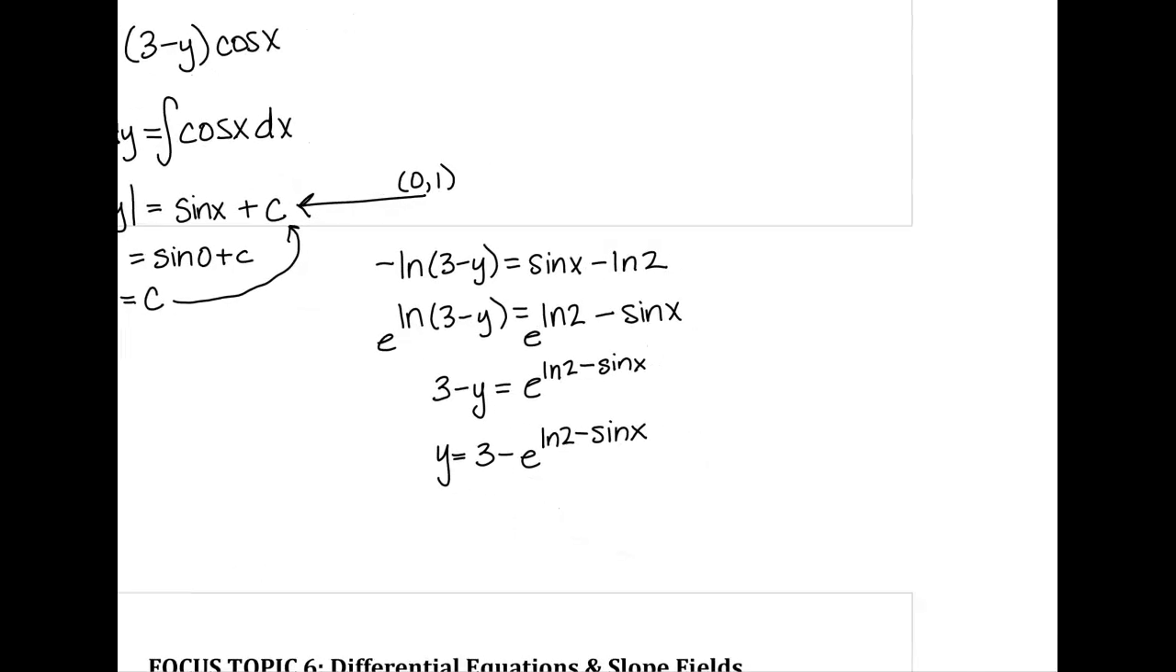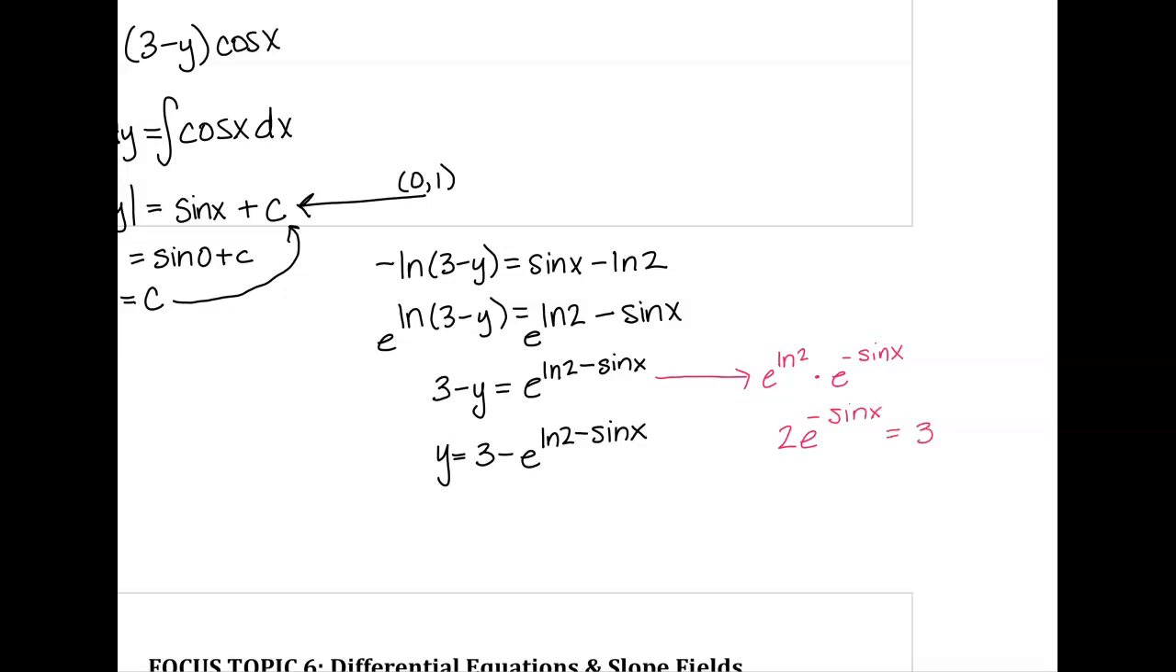Now, here's what I'm talking about for you hero people. If I was feeling kind of extra here, I can say, hey, I really feel like the e and the natural log of 2 are going to cancel somehow. But I'm not going to be crazy, and I'm going to remember that multiplying with the same base is adding the exponents. So if I want to separate them, I need to separate them as multiplying with the same base. So this is natural log of 2 plus negative sine of x in the exponent. So if I'm going to separate that, it becomes e to the natural log of 2 times e to the negative sine x. And then from here, that would be 2 e to the negative sine x.